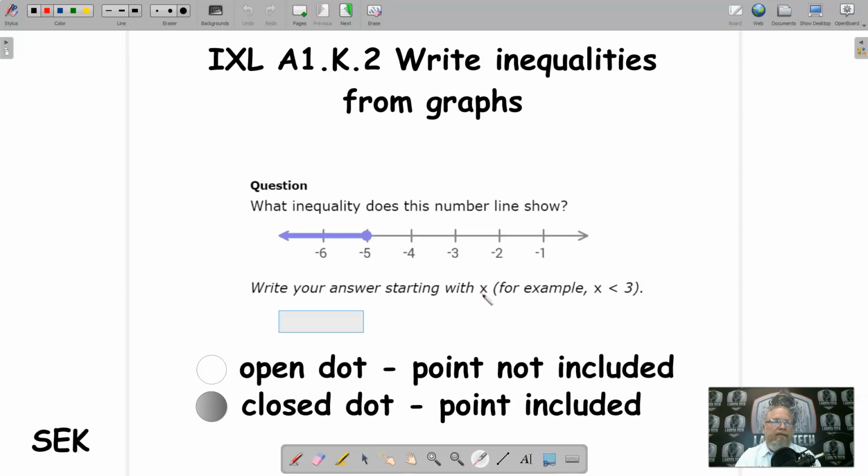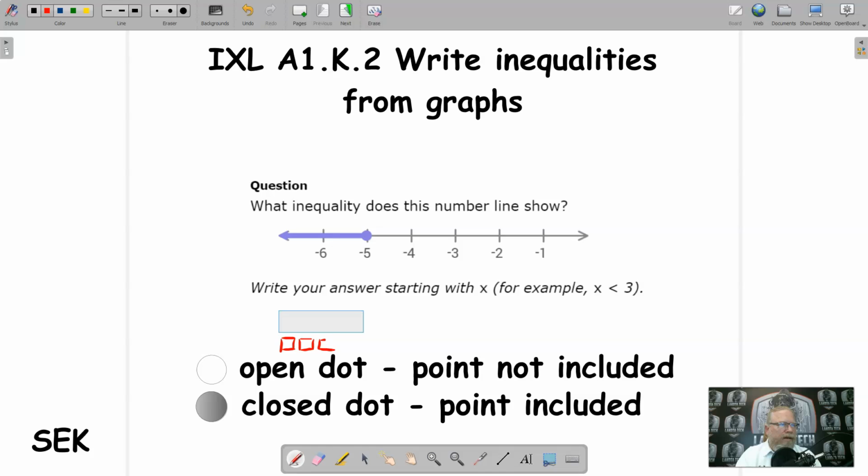So we're always going to use the variable x. And then they give us an example, such as x is less than 3, where we have our variable x. We're going to have an inequality symbol, and then we're going to have a number value. Now, for the inequality symbol, you don't have to type these in from your keyboard.